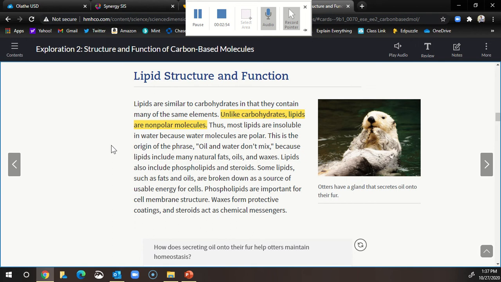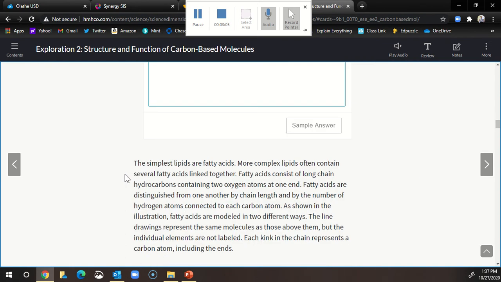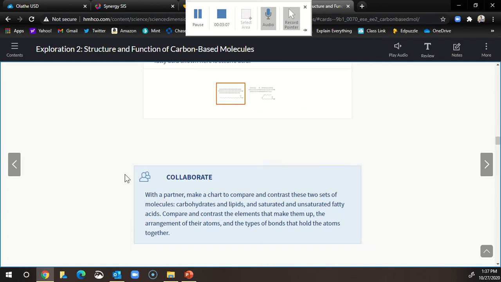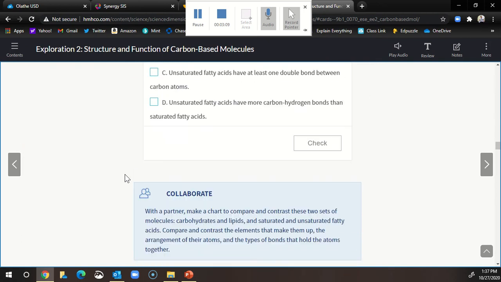Like, this is where the phrase oil and water don't mix comes from, because lipids do not break down in water. Now, this is important because lipids are used to form membranes a lot of times. And one of the important membranes that we're going to look at is the cell membrane. So keep that in mind.